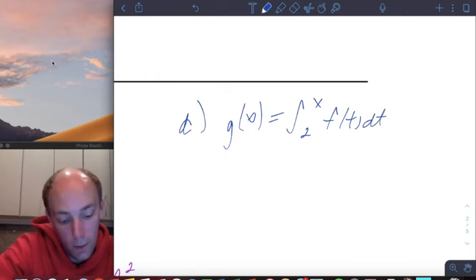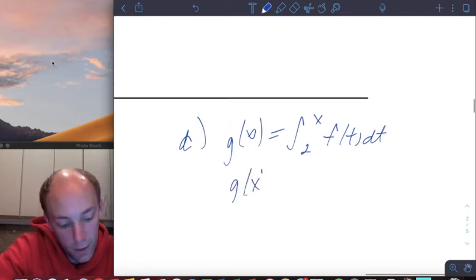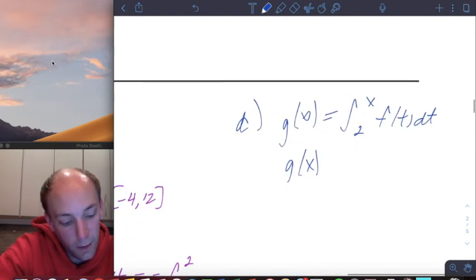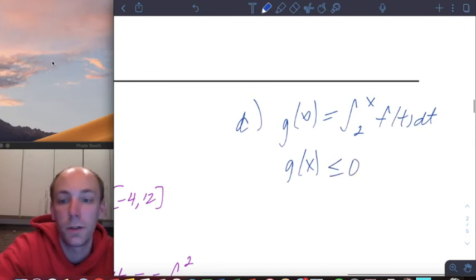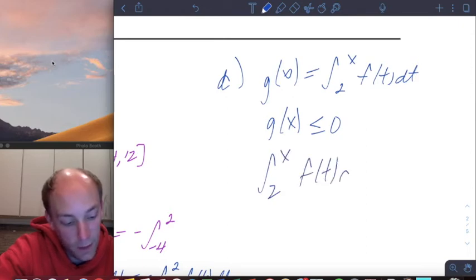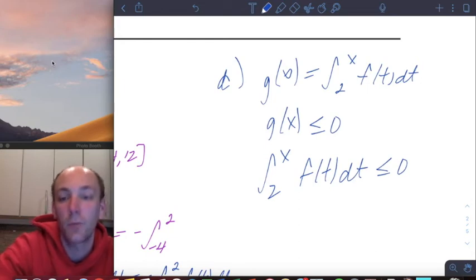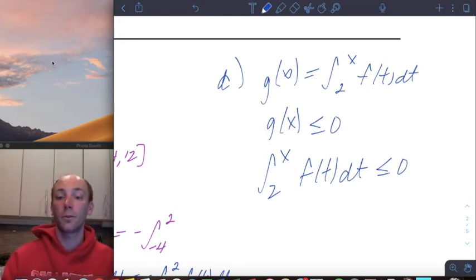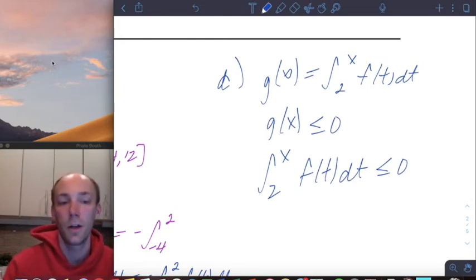Okay, so I want to know, when is this function less than or equal to 0? And that function is just the integral from 2 to x of f of t dt. So when is that area going to be less than or equal to 0? Remember, an integral is just the area under the curve. So when is that area under the curve less than or equal to 0?